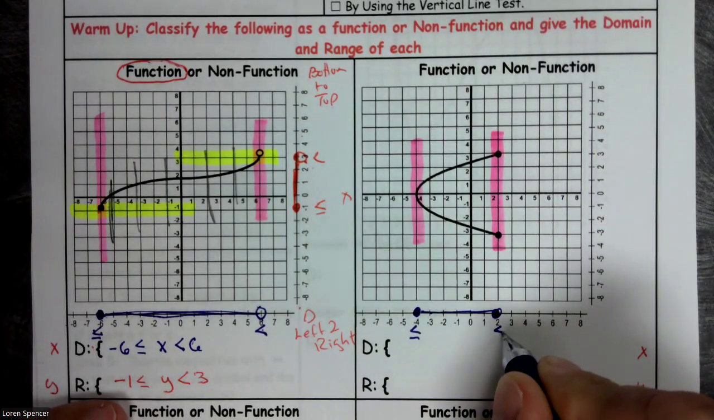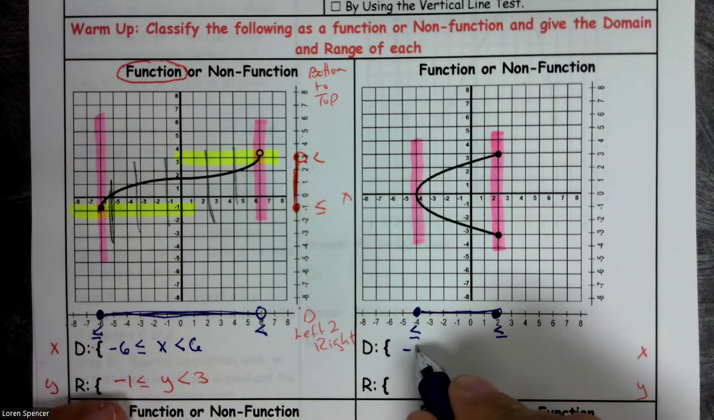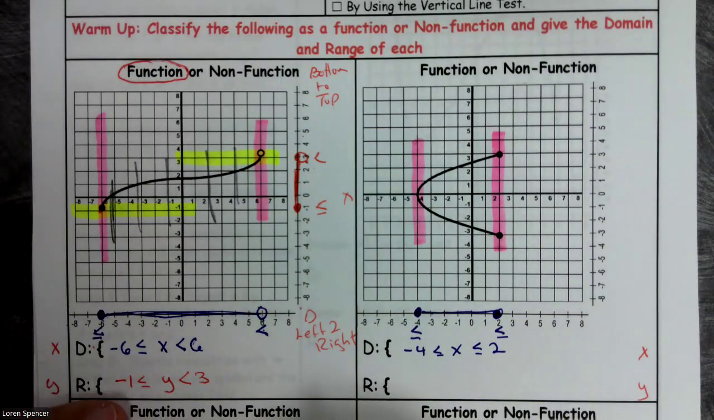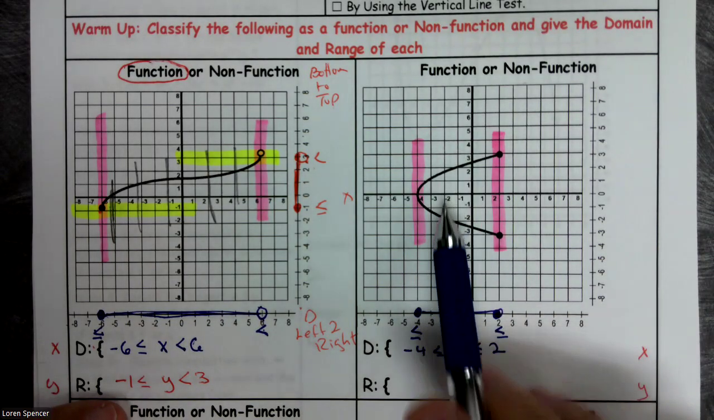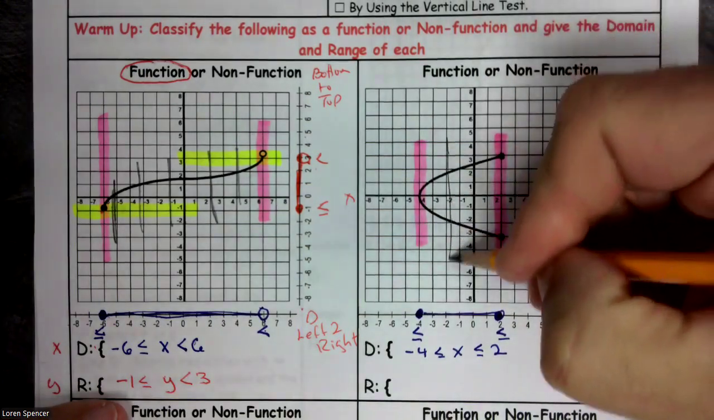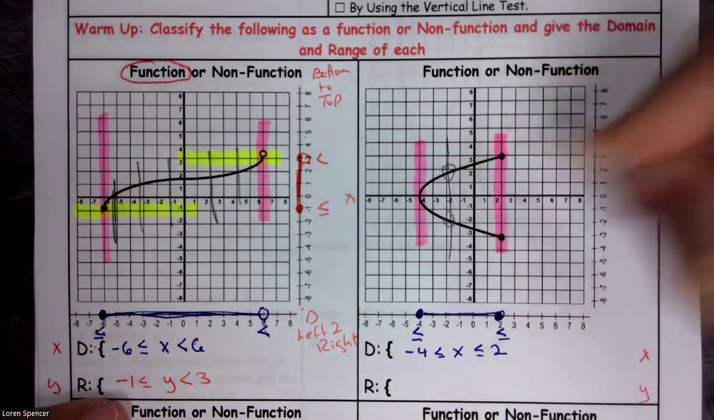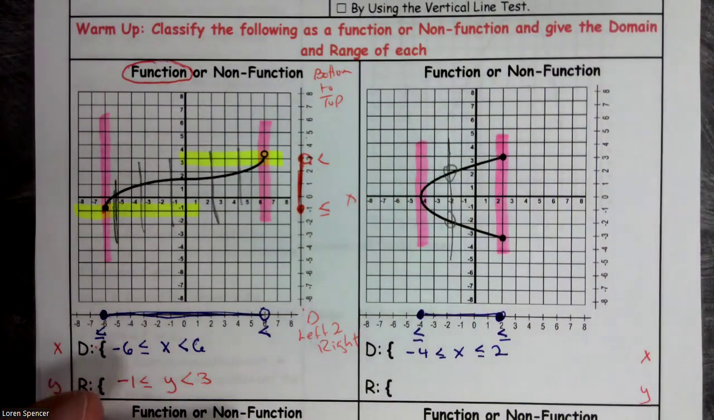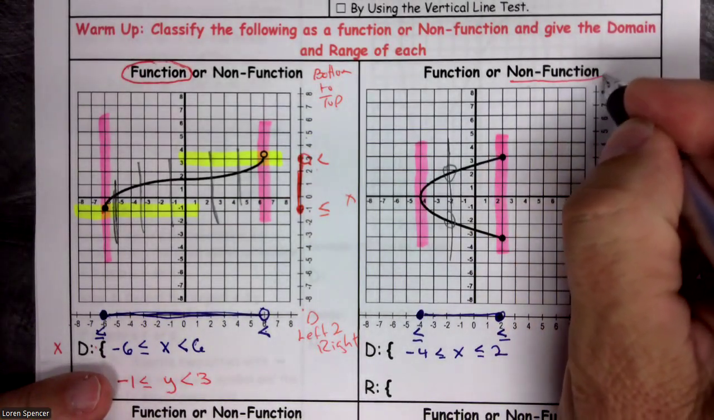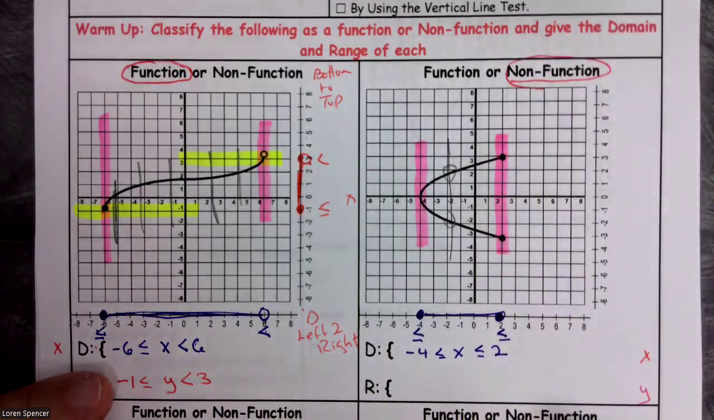So we're going to get a less than or equal to. So we have -4 less than or equal to x less than or equal to 2. What I skipped was, is this a function or not a function? If I draw a vertical line, I hit twice. And anytime you hit twice, that means the x repeats. So this is in fact a non-function.